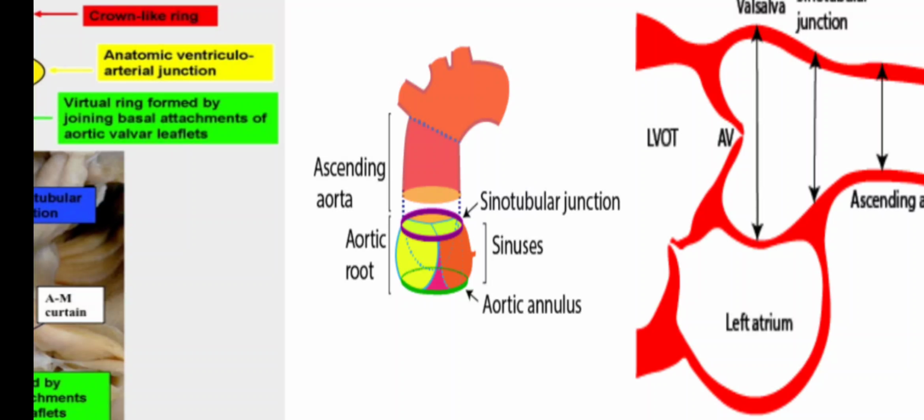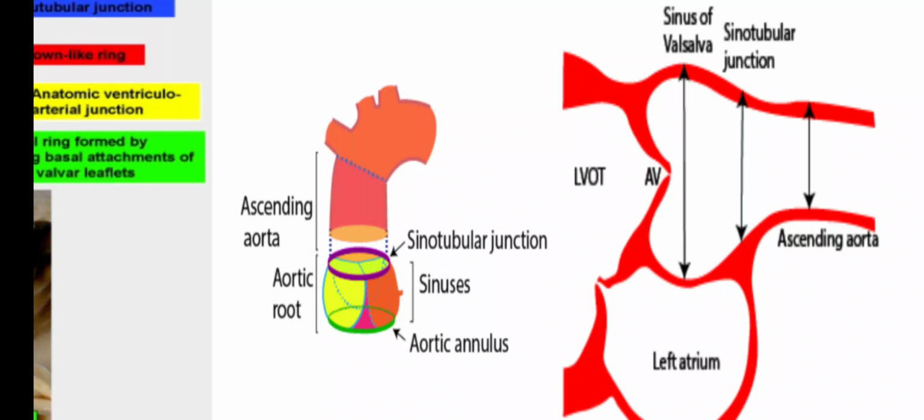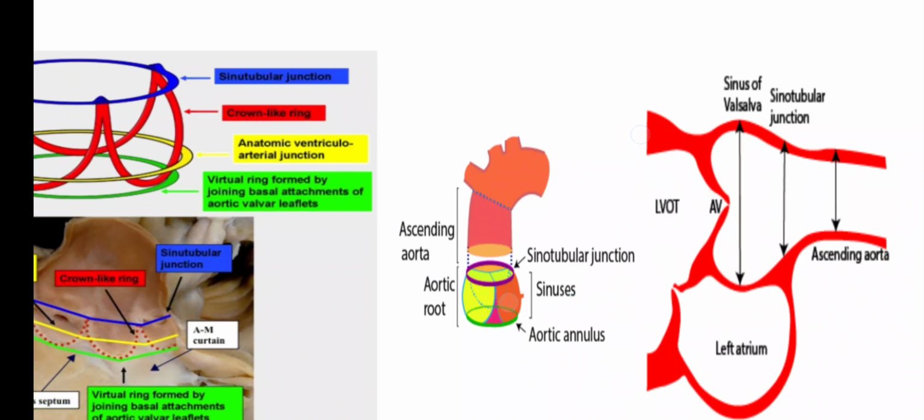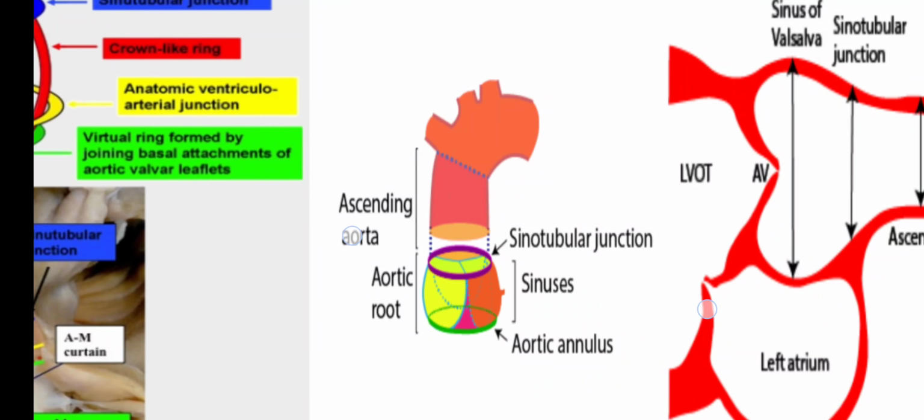Then look on this. This is the aortic annulus in green, and the lower part contributes to the aortic root, and the upper part is the ascending aorta. The purple ring shows the sinotubular junction, and this prominent sac-like structure is the sinuses, and this is the aortic annulus.